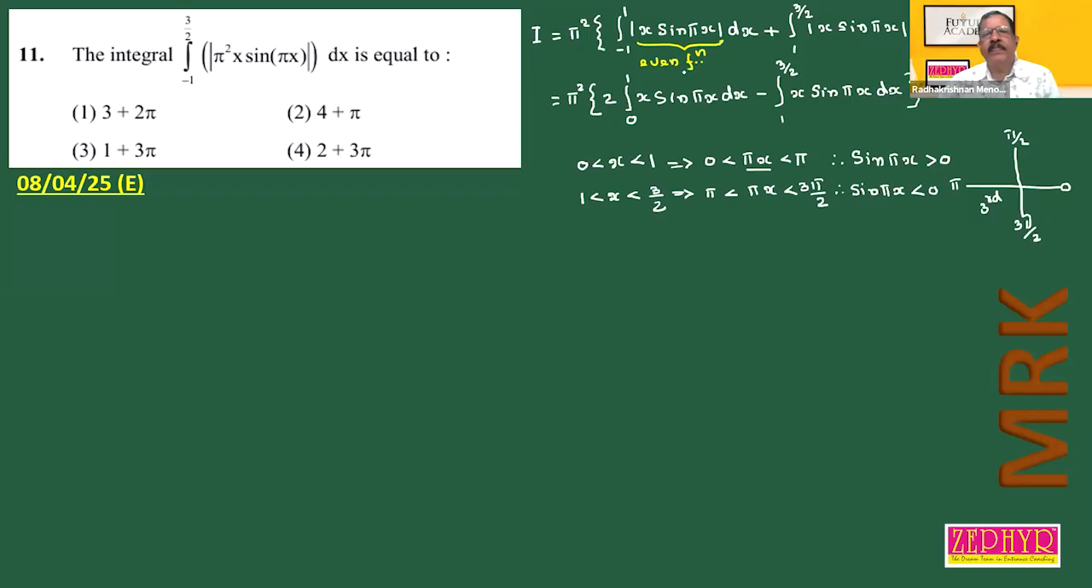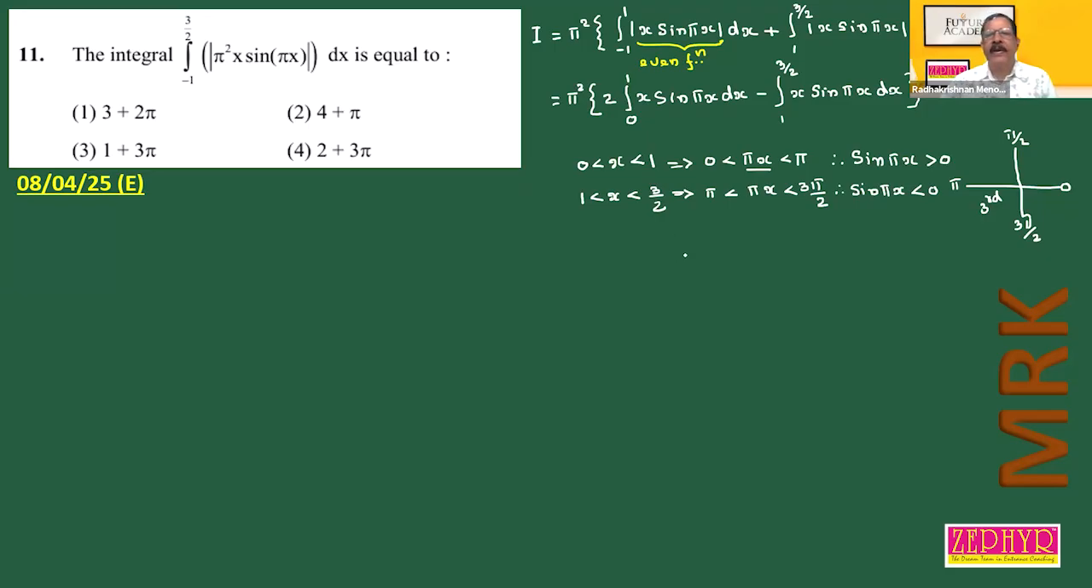In the first case, x sin pi x is positive because x is positive. Why? Because x is lying in between 0 and 1. Sin pi x is positive because pi x is lying in between 0 and pi. 0 and pi means first and second quadrant. You know the ASTC rule. In the first quadrant and second quadrant, sin x is positive. Yes, in the place of x, it is pi x.